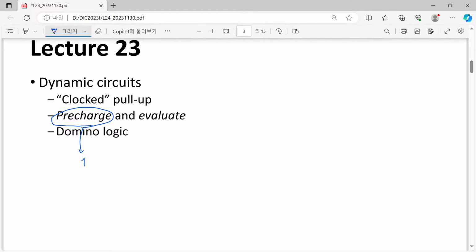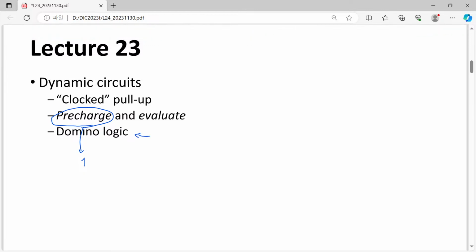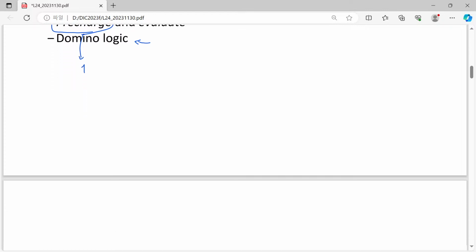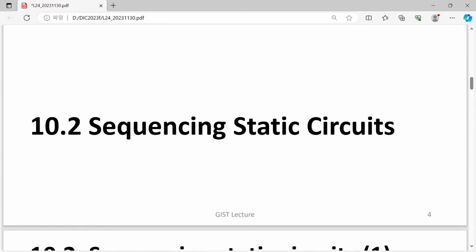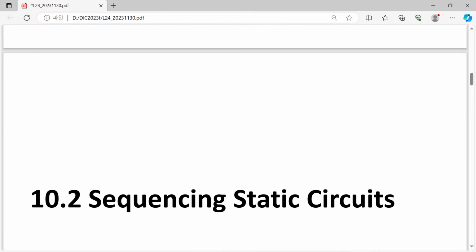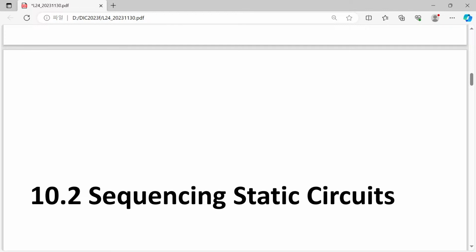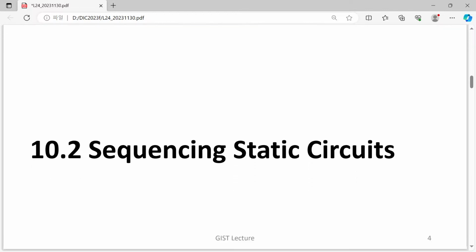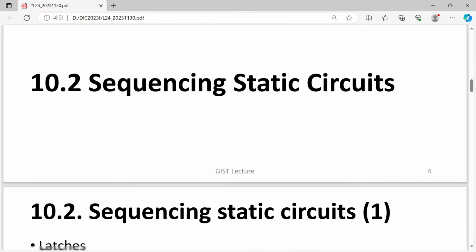However, there was an issue of monotonicity of input. In order to prevent such a problem, we introduced the domino logics. So this lecture is related to chapter 10, and skipping the introduction, we start from sequencing the static circuits.